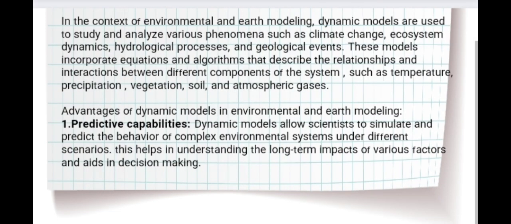In the context of environmental and earth modeling, dynamic models are used to analyze and study the phenomena in our world. So, like climate change, ecosystem dynamics, hydrological process, and geological events. These models incorporate equations and algorithms that describe the relationships and interactions between different components of the system such as temperature, precipitation, vegetation, soils, and atmospheric gases.